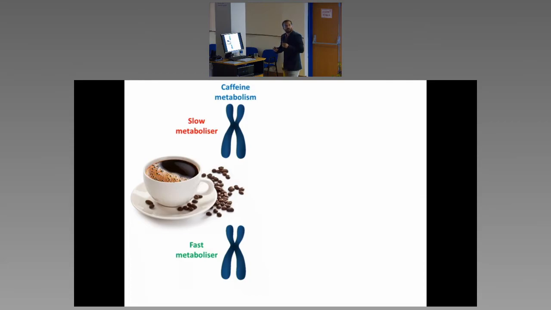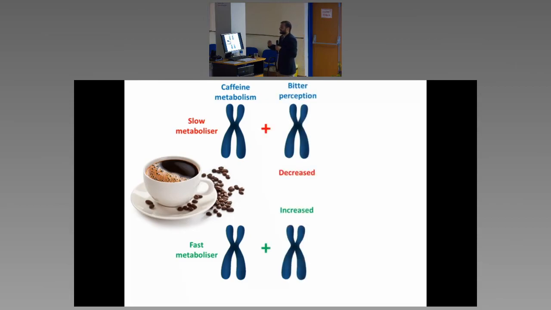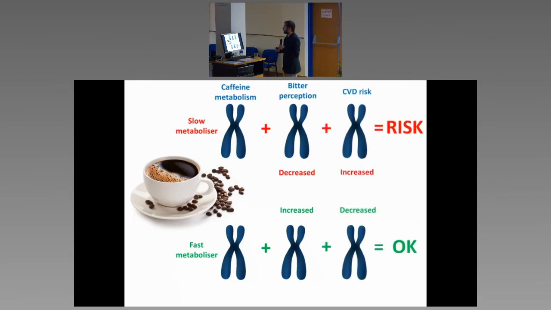So generally, if you drink coffee, you could be a slow or fast metabolizer. You also could perceive the bitterness of the coffee in different ways. So you could have a decreased or increased perception of bitter, and after that, according to your genetics, you could have some kind of cardiovascular disease risk, which could be increased a little bit. And according to this information, coffee could be a risk for you, or coffee could be absolutely okay. So where to find this data?